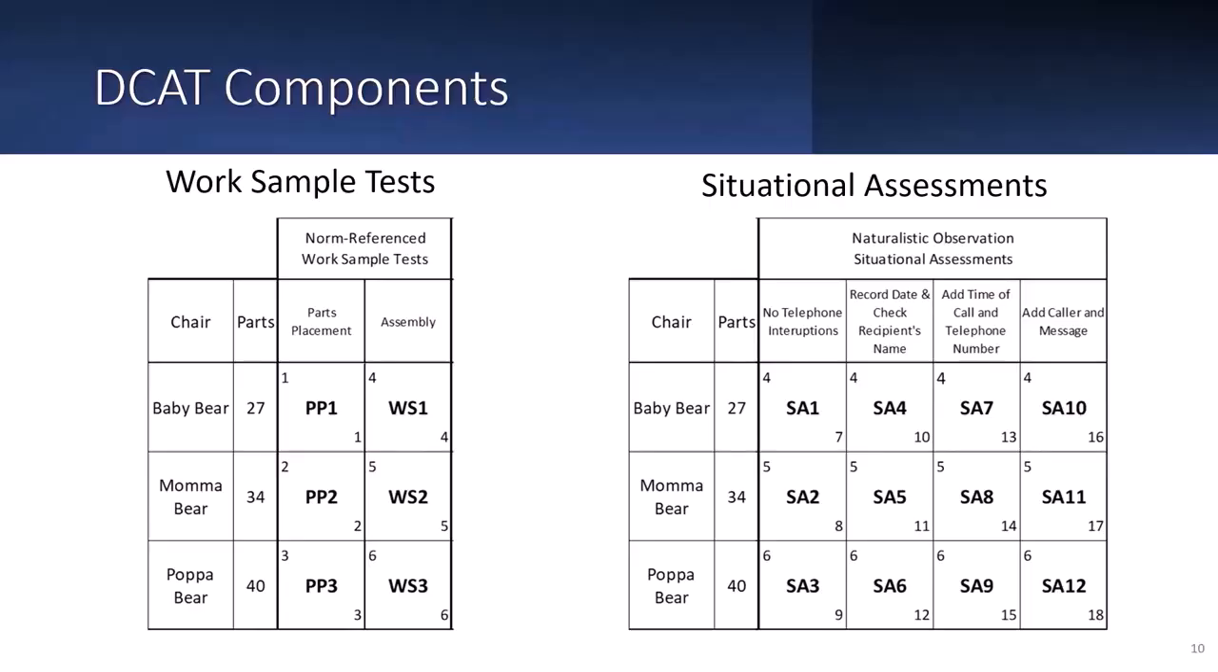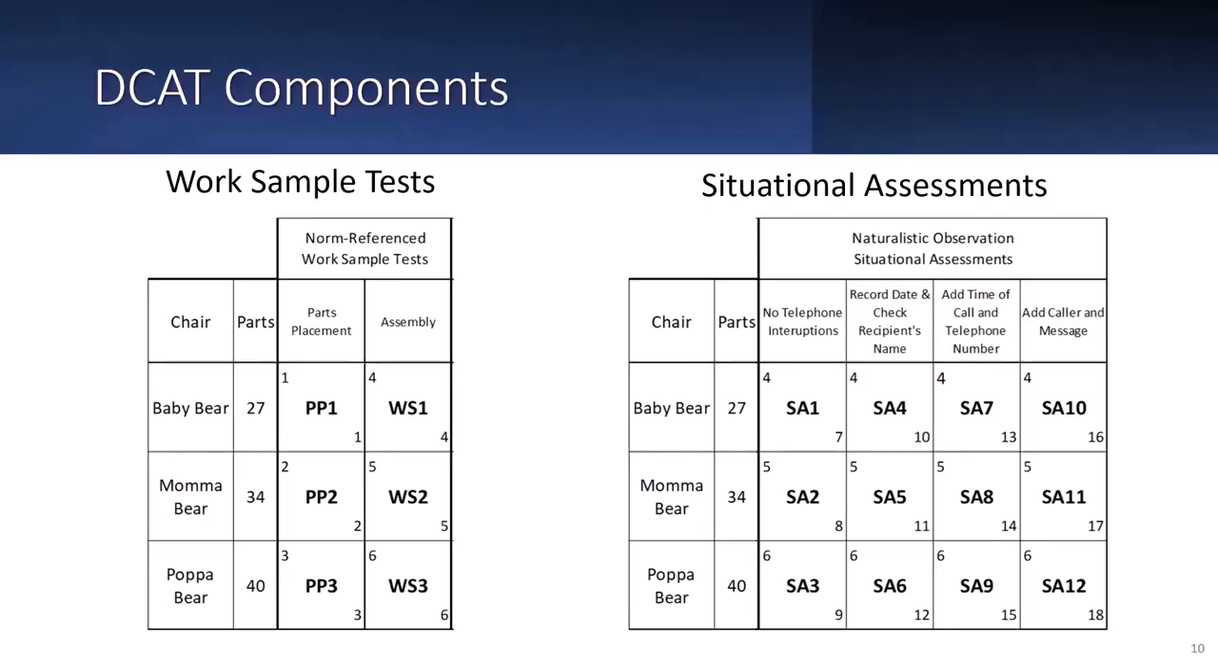Situational assessments focus on qualitative observations during work simulations, allowing for naturalistic observation. In contrast, work sample tests quantify productivity by measuring the time it takes to complete tasks, following standardized procedures that allow for reliable comparisons with normative data. This leads us to the concept of the just right challenge. The progressive challenges across the 18 DCAT subtests come from increasing chair complexity and interrupting the assembly process with telephone message transcriptions.